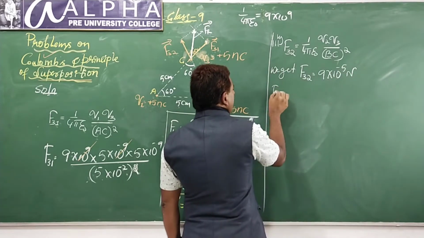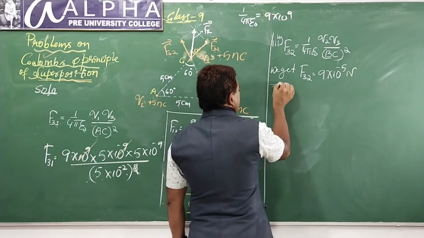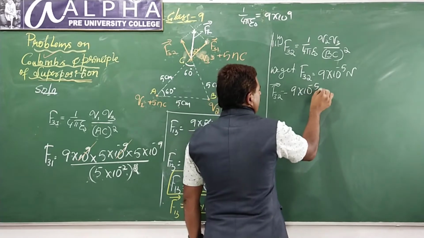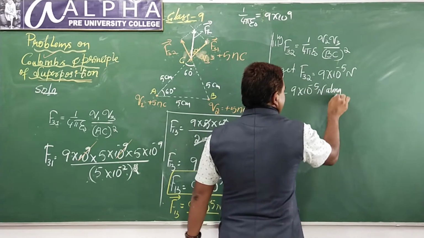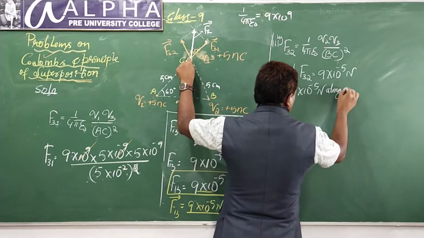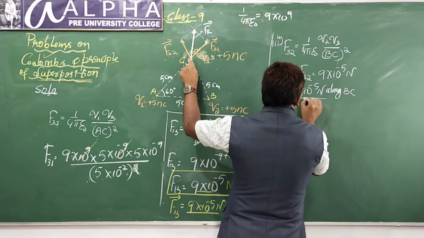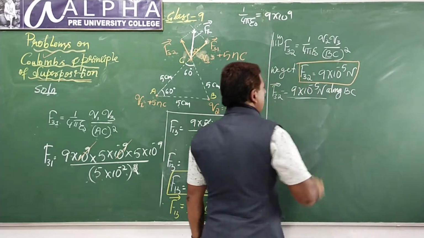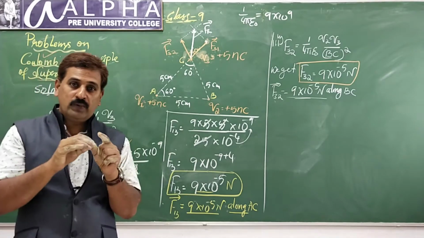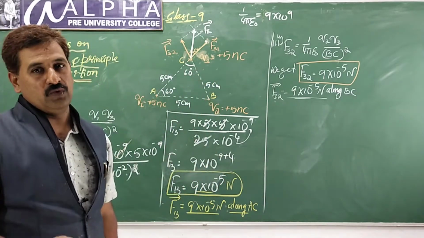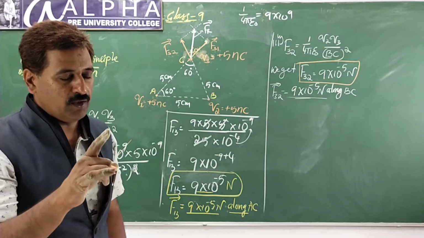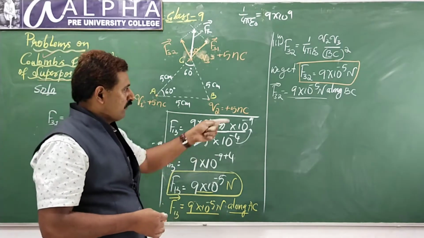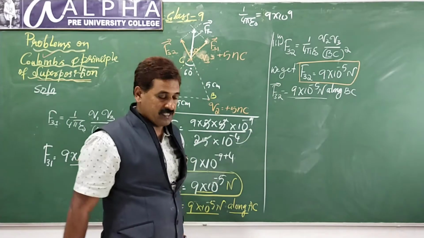If I write in terms of vector notation, F32 vector is 9 × 10 to the power minus 5 Newton, along which direction? Come on, along BC. Now it is a vector. But for numerical simplifications, just use magnitude. You are finding magnitude separately, direction separately. You keep that in mind always. You are finding force. What is a force? Vector quantity having both magnitude and direction. You are finding magnitude, then I will show the direction.